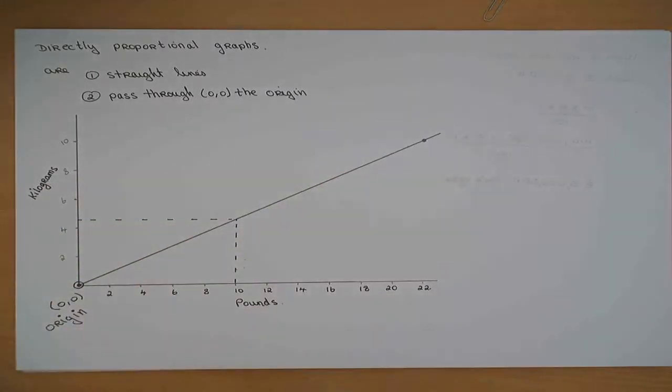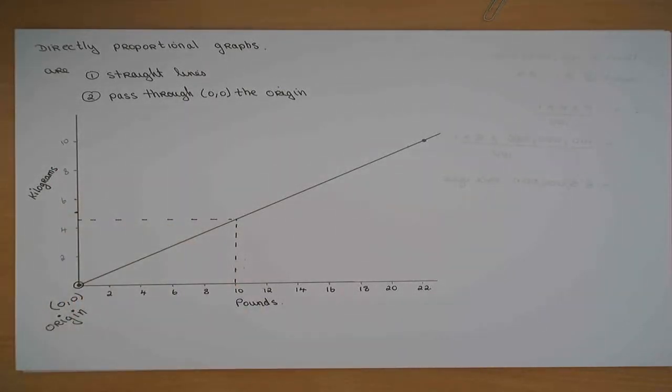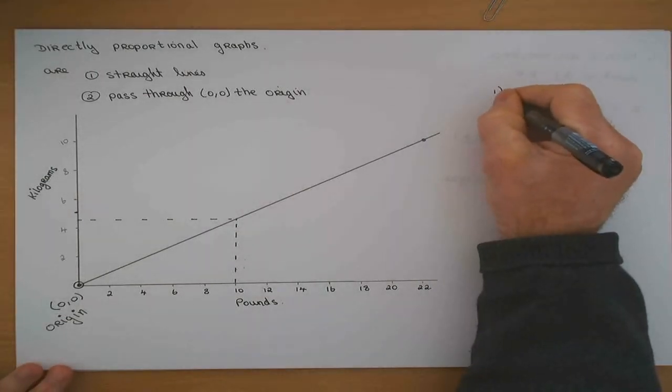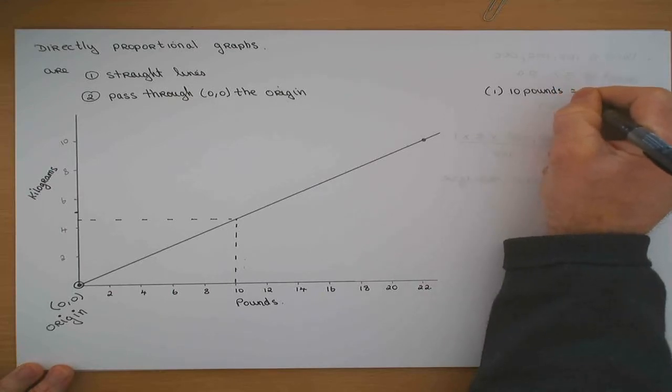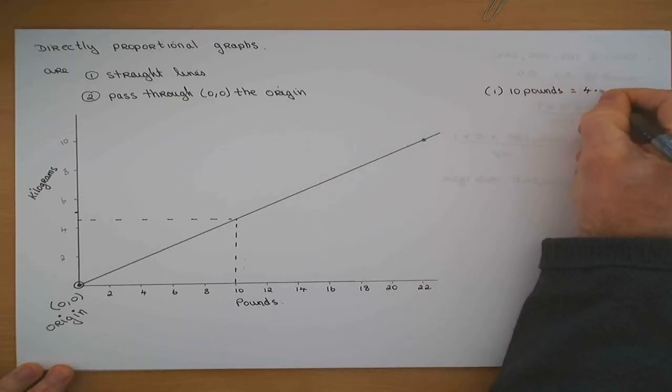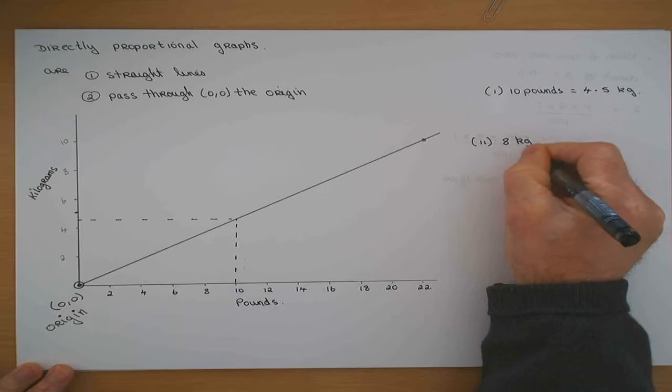Right? So 10 pounds, yes? So 10 pounds would give me, well, that's 5. So would it give me 5 kilograms? No. So I'd be able to say from that, yes, 10 pounds is the same as what? 4.5 kilograms.